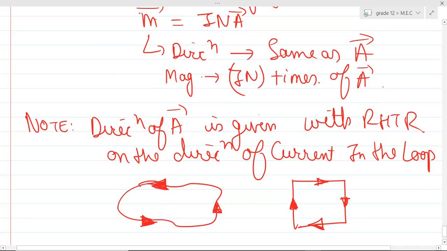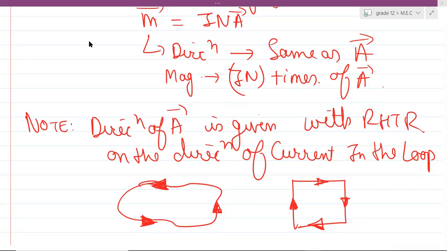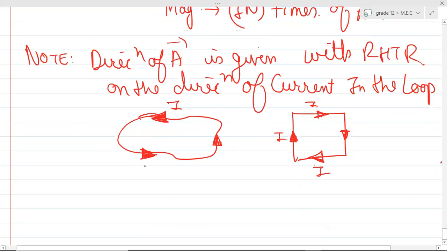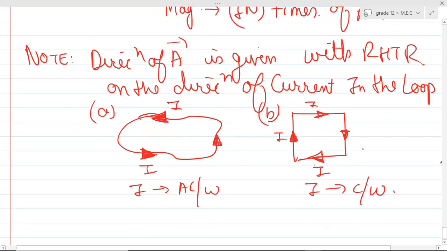Sir, could you repeat your question? My question is, if the direction of current is mentioned in these two loops, A and B. Here the current is flowing anti-clockwise. Here the current is flowing clockwise. So can anyone tell me what is the direction of the area vector in these two cases?